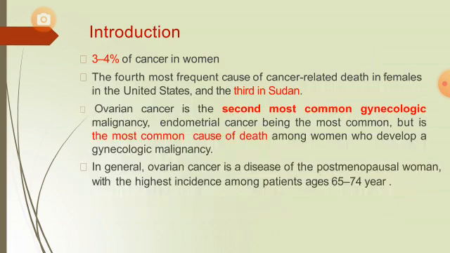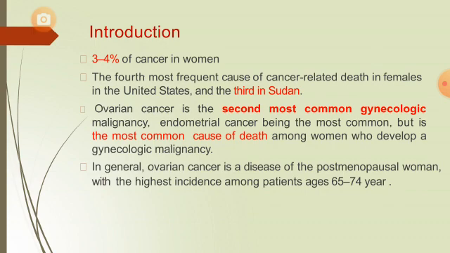Ovarian cancer accounts for 3 to 4% of cancers in women, so they are not common. They are the 4th most frequent cause of cancer-related death in females in the United States and the 3rd in Sudan. Ovarian cancer is the 2nd most common gynecologic malignancy, following endometrial cancer. However, it is the most common cause of death among women who developed a gynecologic malignancy.